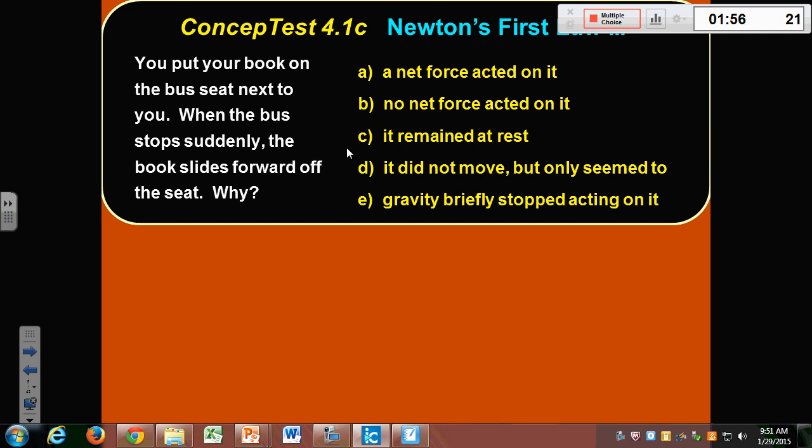So you can think about it in a different way, not as the book moving forward all of a sudden, because the book's been moving forward all this time as the bus is traveling along. But you think instead of the seat all of a sudden stopping. Okay? And so with that then, why does the book slide forward off the seat?